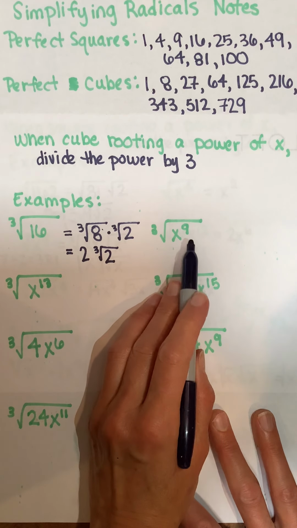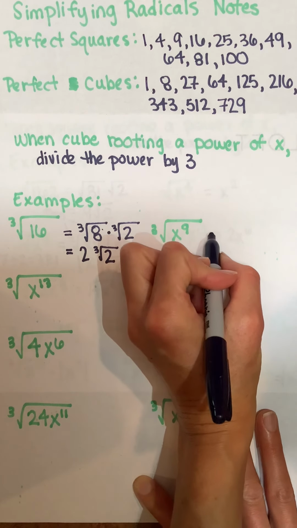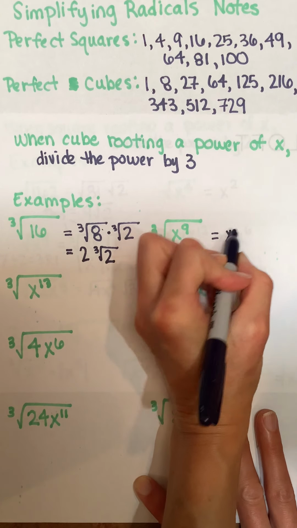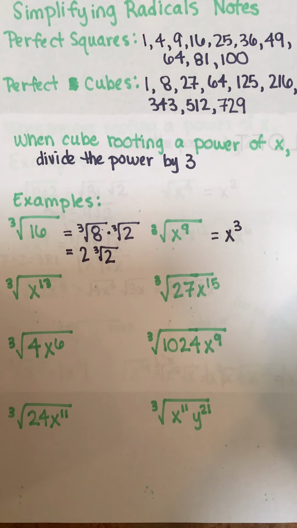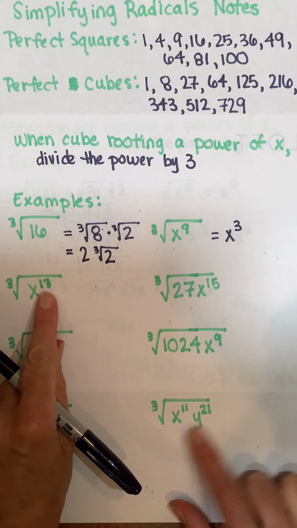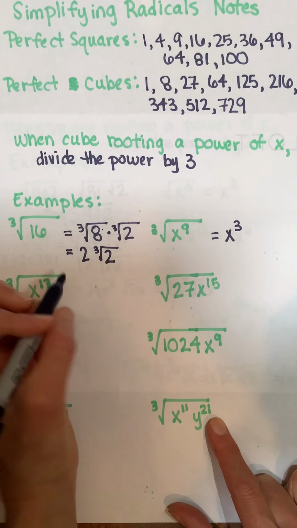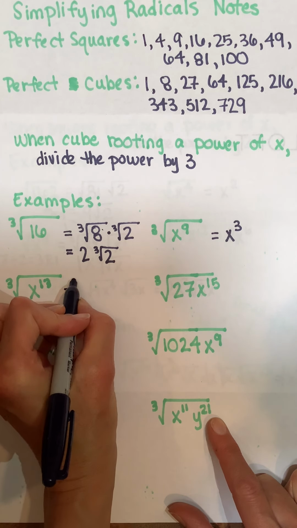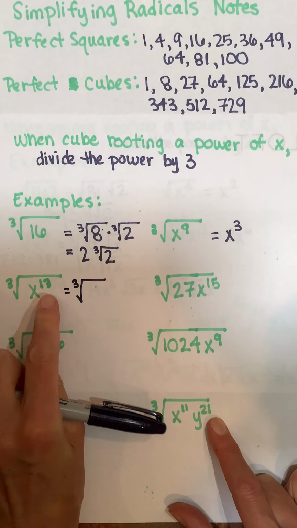Okay, next one. Is 9 divisible by 3? It sure is. So we're just dividing 9 by 3, and our answer is x cubed. Okay, next one. We're cube rooting x to the 13th. This 13 is not divisible by 3.